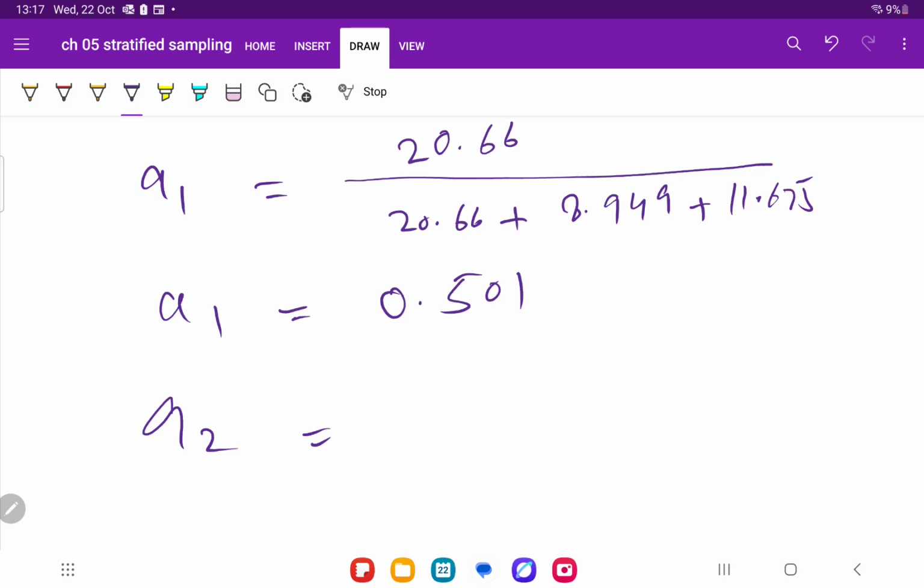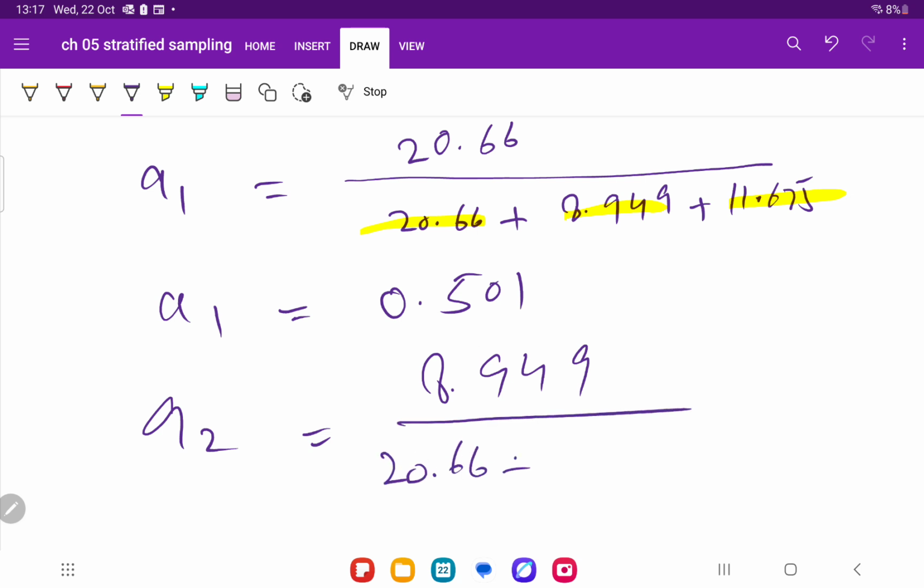You just use all these values. Whatever values you have, you use them in the denominator. In the denominator we have three values, 1, 2, 3. Now you are going to calculate A2. So for A2, 8.949 should be the numerator, and the denominator will remain the same: 8.949 plus 11.625. Okay, for A1, 20.66 is the numerator. For A2, 8.949 will be the numerator.